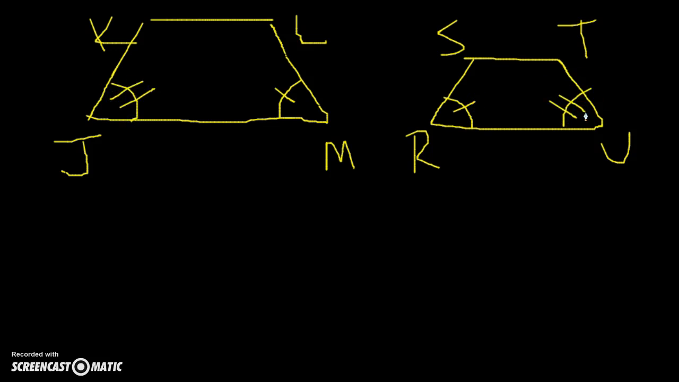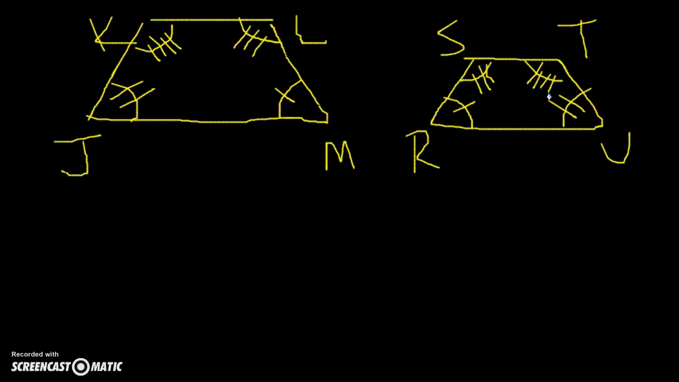Now, I want you to notice something. Here, it looks like J and M are the same size. But because they're marked differently, that means J and M are different sizes. So when I write my congruency statement, I got to be really careful. And then you'll probably have the other ones marked as well. I'll make sure I do this right.